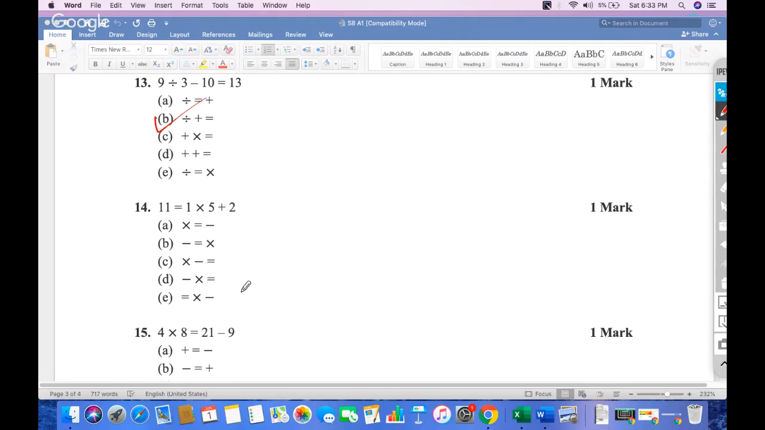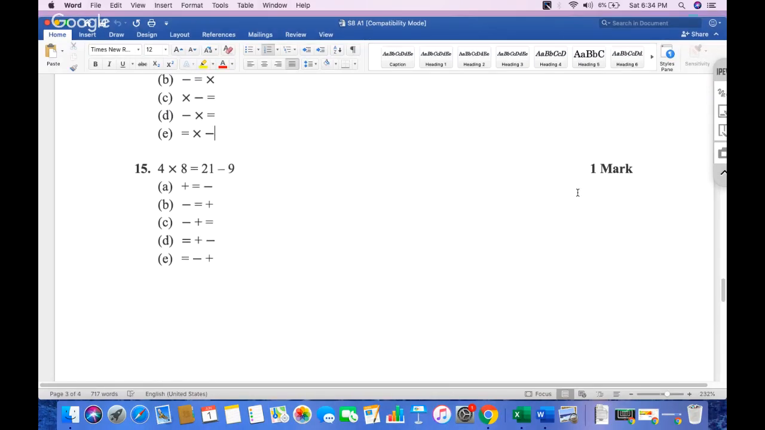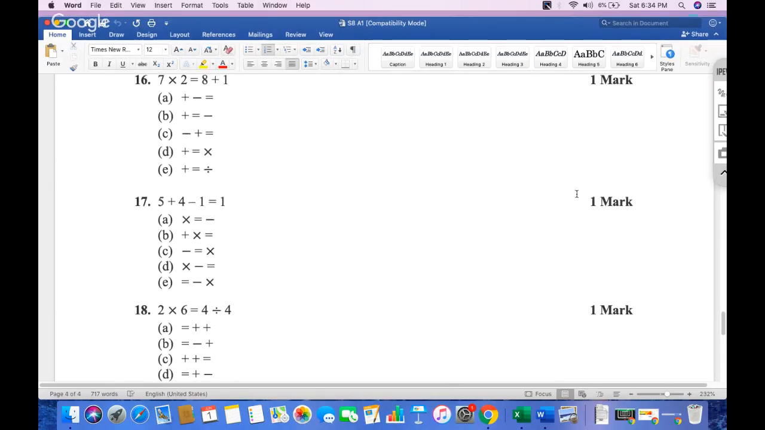Question 14: 11 minus 1 is equal to 5 into 2. So this is option B. Now question 15, this is very clear. 4 plus 8 is equal to 21 minus 9. So option A is the answer. So these are the answers. Solve 16, 17, 18.